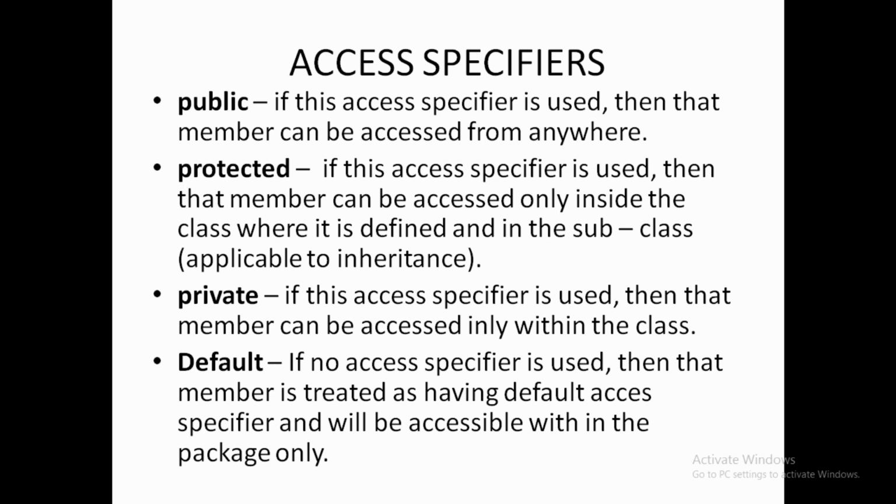But the difference is, if the protected access specifier is used, then that member can be inherited in another class. But if the private access specifier is used, then that member variable or method cannot be inherited into another class. That means the protected access specifier is more to do with the inheritance property of Java.